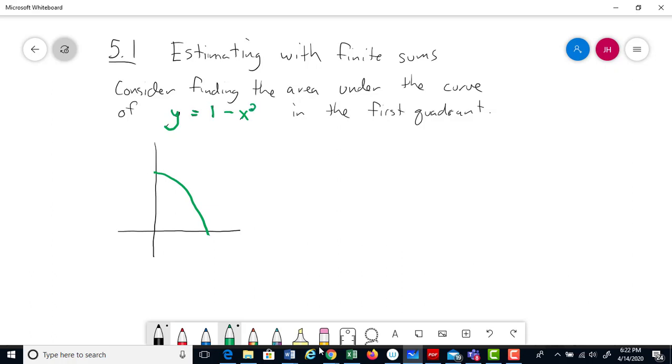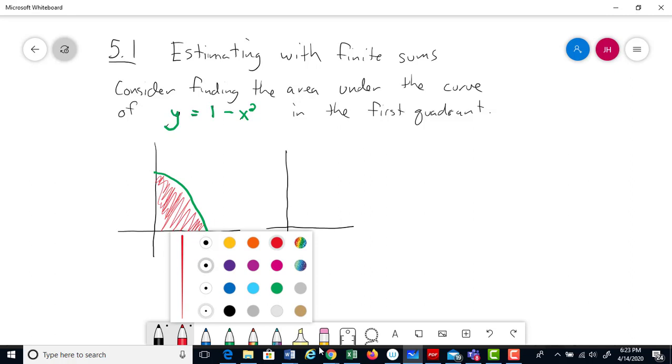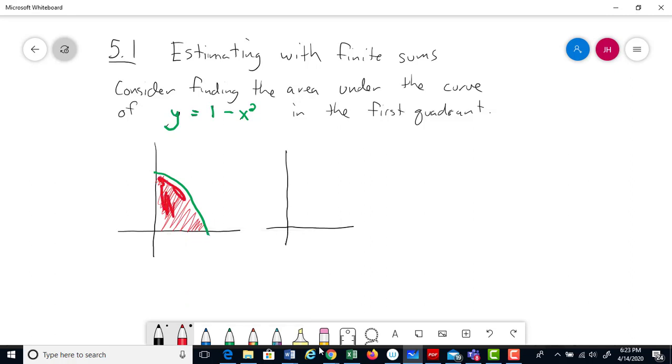So what we're going to do is use rectangles to estimate this. If I start with this curve, and I want to find the area underneath this curve, so I'm looking at this area right here, it doesn't need to be that perfect, but I want to find this area underneath the curve. I can do this using rectangles.